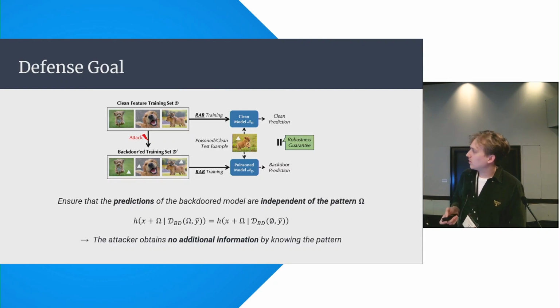What we don't do here is defend against label flips. So the classifier could still make a wrong prediction because of label flips. But it still means that the attacker cannot gain any additional information by knowing the pattern.